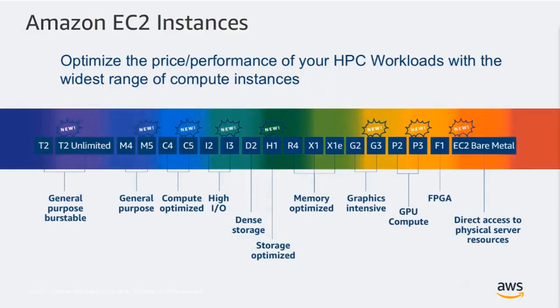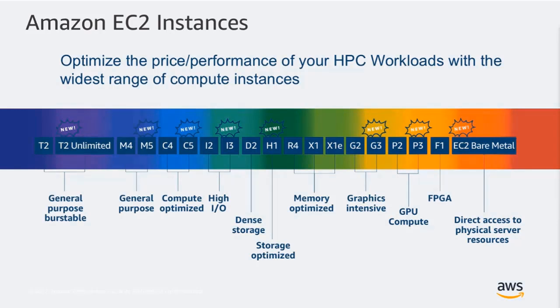So diving deeper a bit on EC2 instances, choosing the right instance type is important for optimizing price performance of your workloads. We have the widest range of compute instances and have recently announced some very exciting instance types. For compute optimized instances, we announced at re:Invent the C5 instance that has 36 cores and 72 vCPUs, and I'll dive a bit deeper into the C5 instance on the next slides.